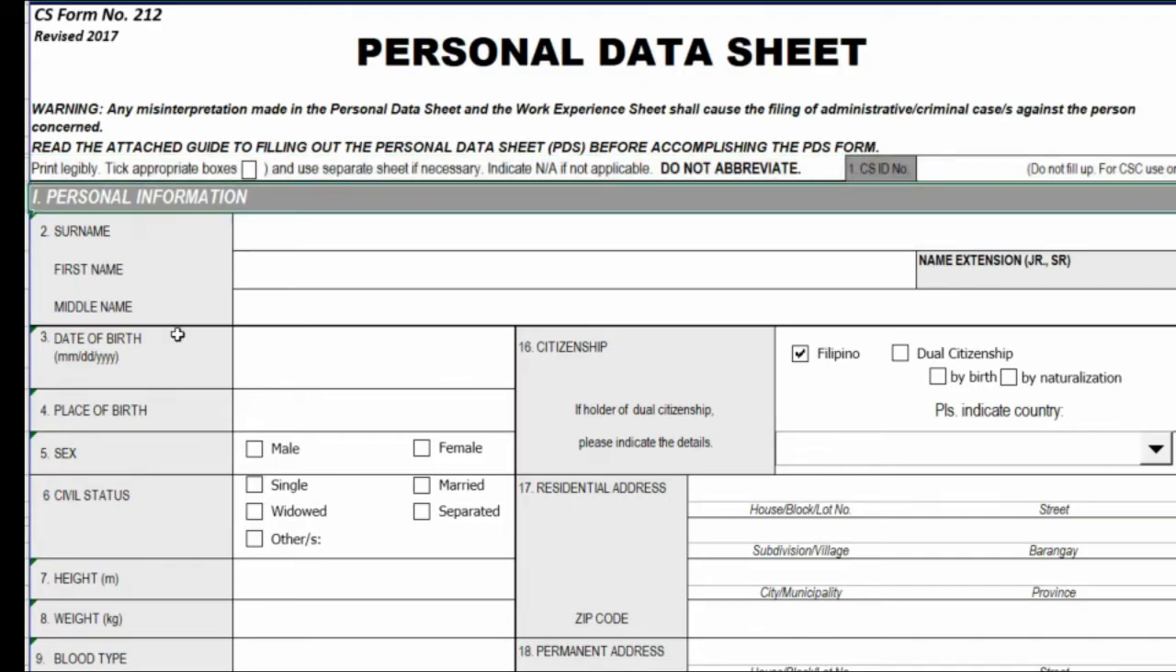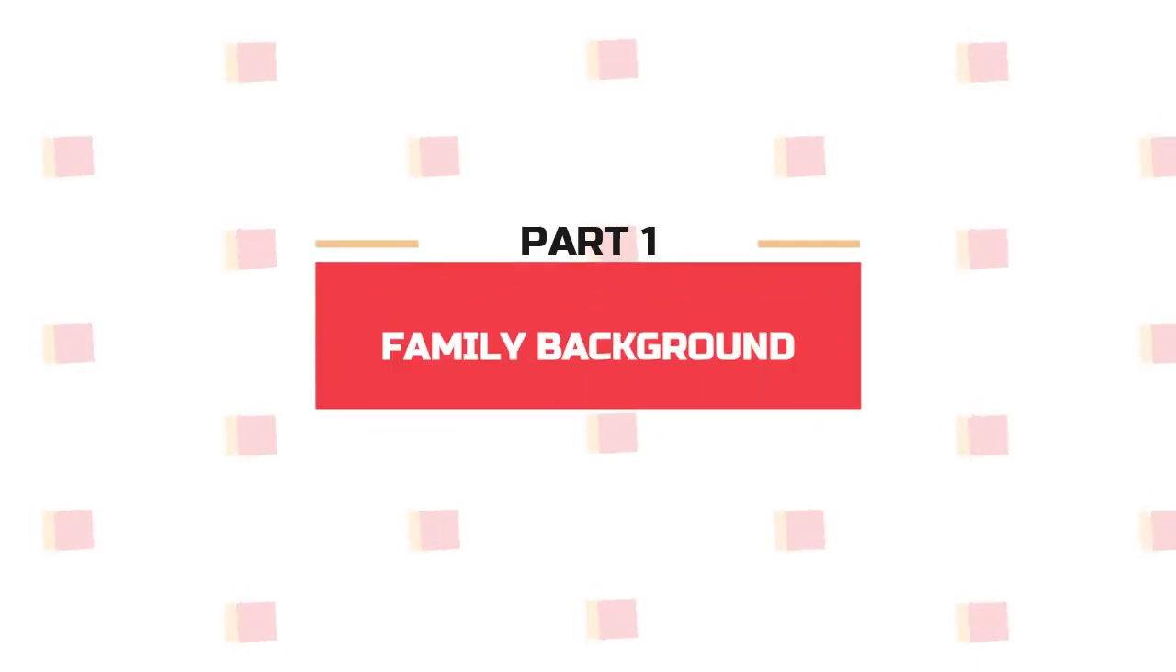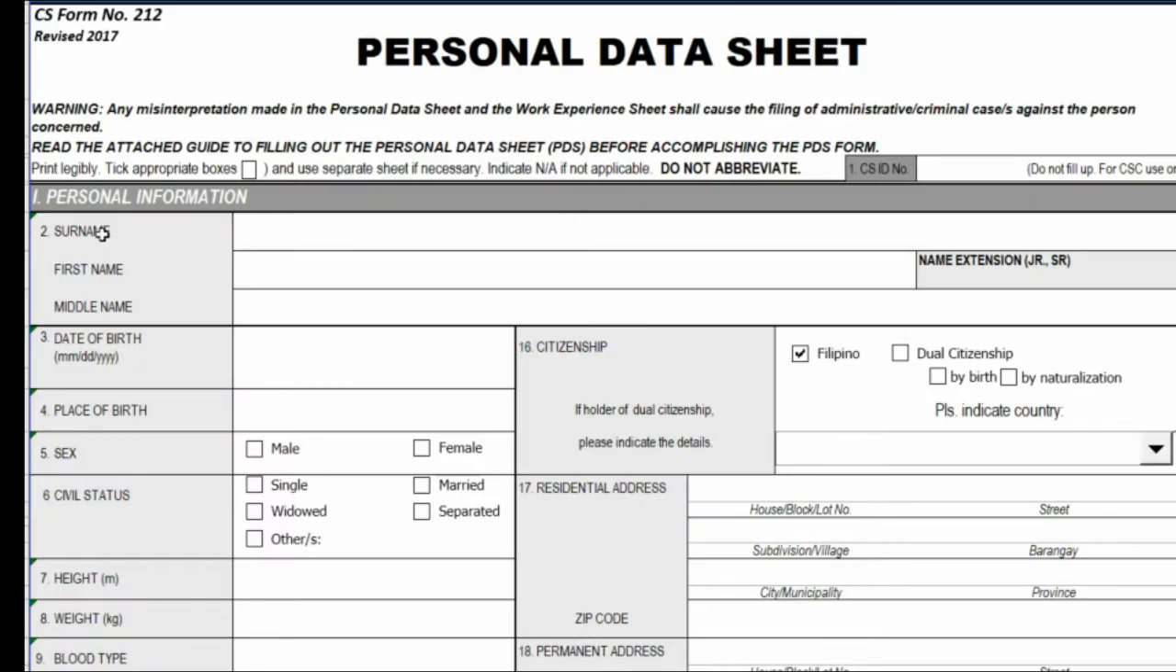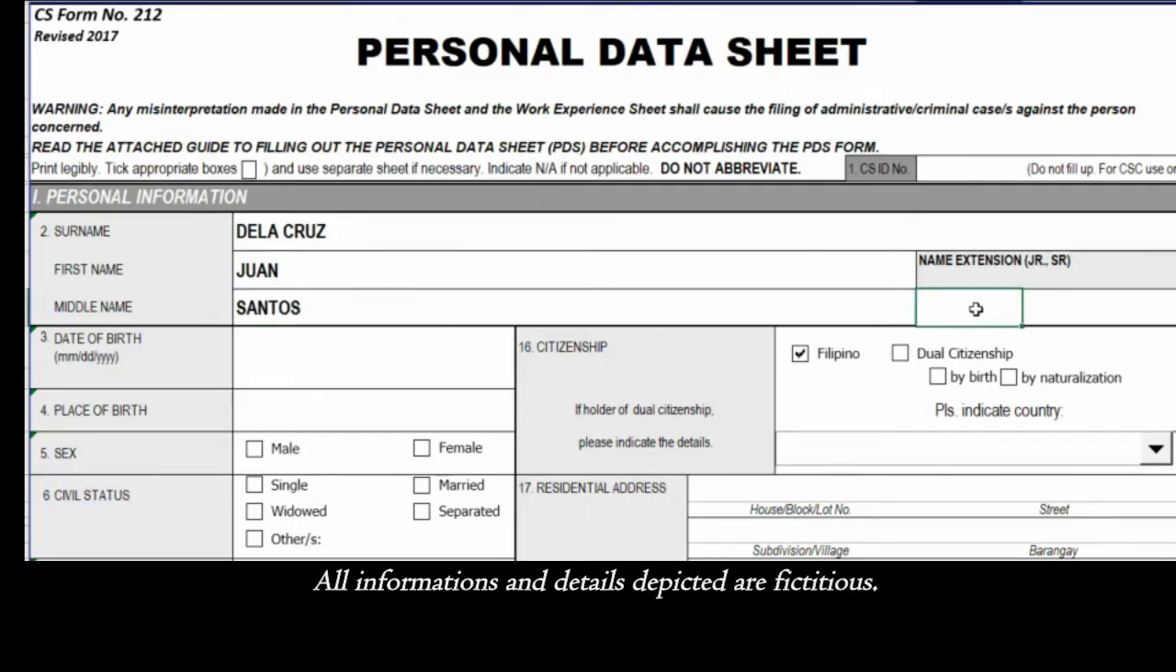Okay? So, first part is the personal information. The second is family background. And the third section is the educational background. Okay? So, let's start. For my surname is De La Cruz. And you enter your first name, Juan. And your middle name, Santos. So, if you have a name extension, then put Junior or Senior. Then if in case you don't have, then just put N/A.